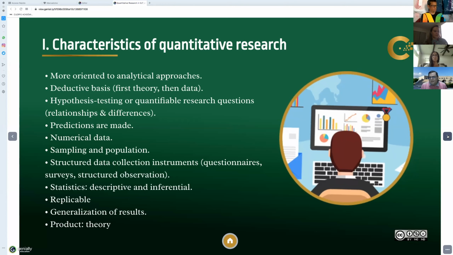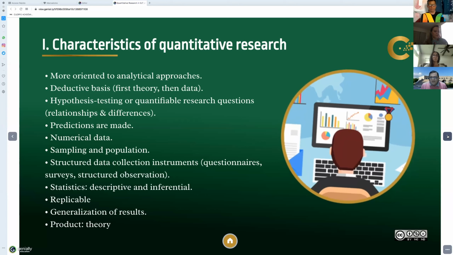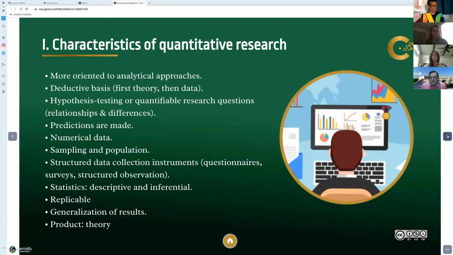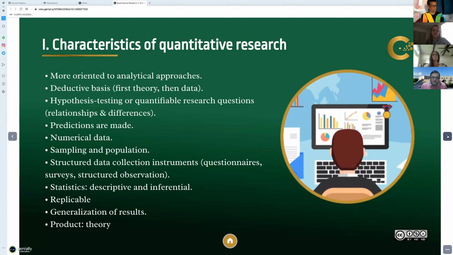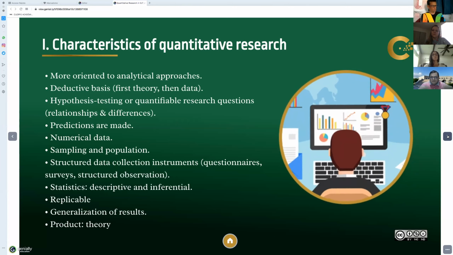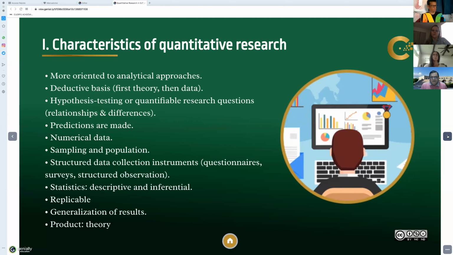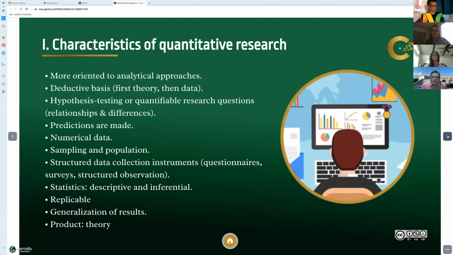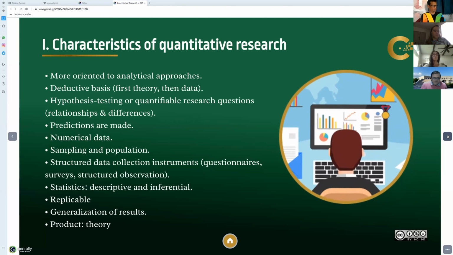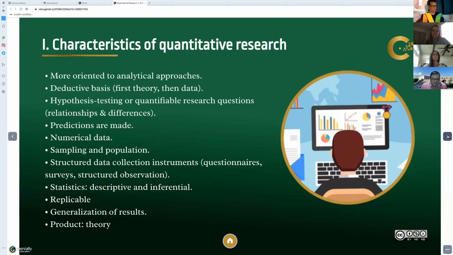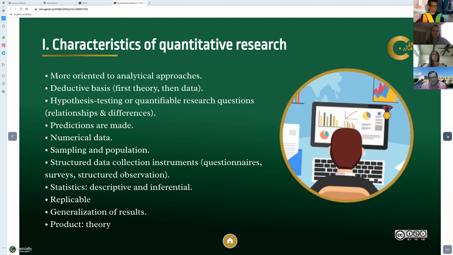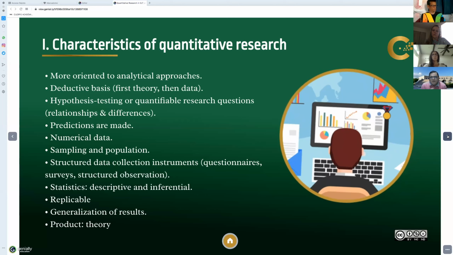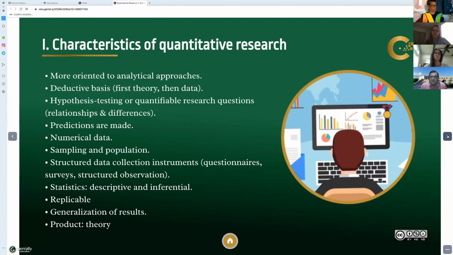Not everybody likes statistics, I know, but the researcher in this area should be acquainted with statistics. And there are two kinds of statistics: descriptive, giving percentages, giving means or averages. And the other type is inferential statistics, having the capacity to generalize, which is the next characteristic. We can generalize results. When we generalize results, it means that we have used inferential statistics, right?